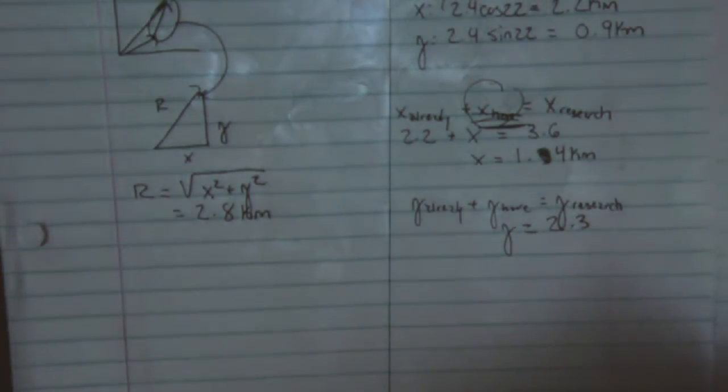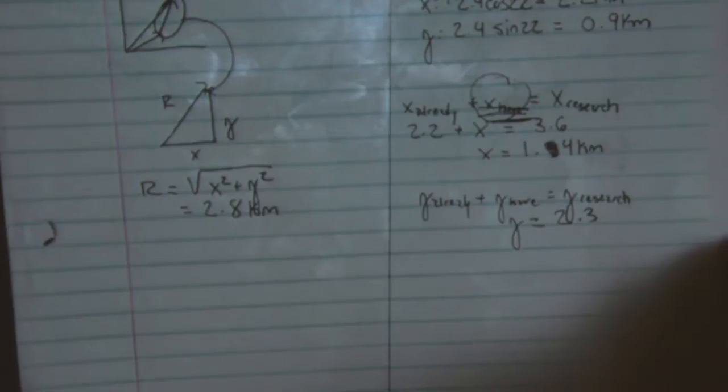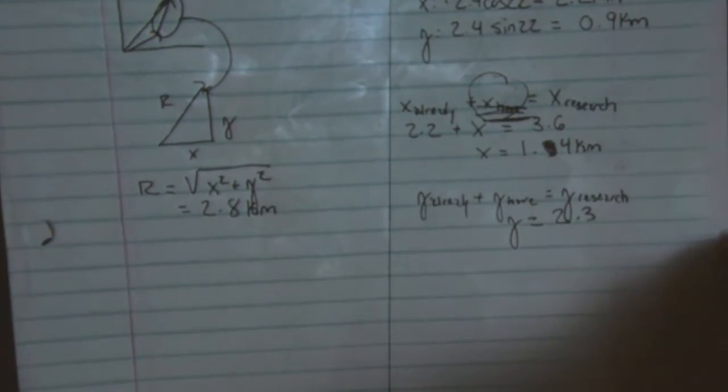Again, I'm rounding a lot. So that's our displacement vector, right? That's how far we still have to go to get to our research station. So now we want to find what direction we have to travel in relative to due east. So this direction would be east, right? So we want to find this angle.